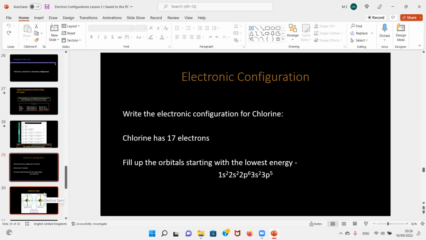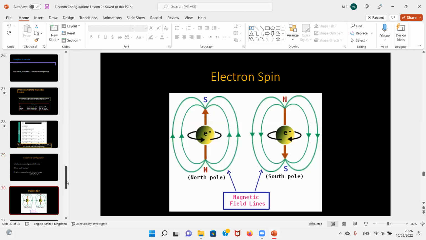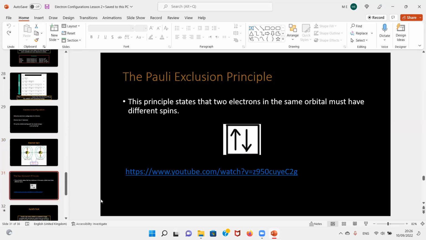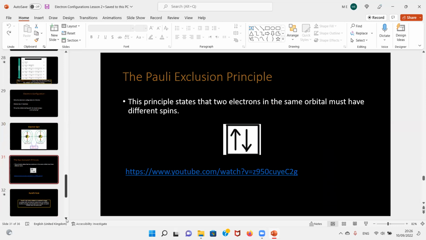The electronic configuration of chlorine we have already completed. For the electron spin, one of them has to be pointing up and one of them has to be pointing down. We cannot put 2 electrons of the same spin in the same box. This will not be allowed. So when you draw the electrons in boxes, you need to draw an electron pointing up and another electron pointing down, just like that. And this is called the Pauli exclusion principle.